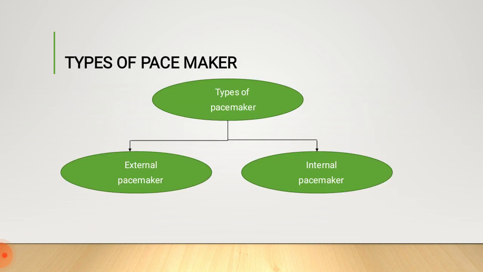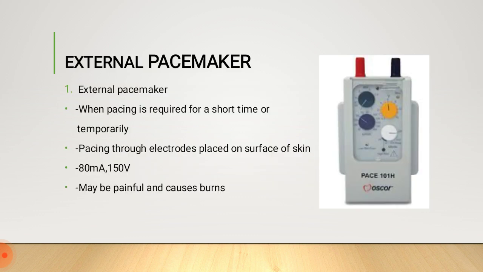Types of pacemaker. There are two types of pacemaker: external pacemaker and internal pacemaker. External pacemaker is one of the fastest methods for treating humans to maintain the heartbeat during surgery. It can be used only in emergency to pump the heart.